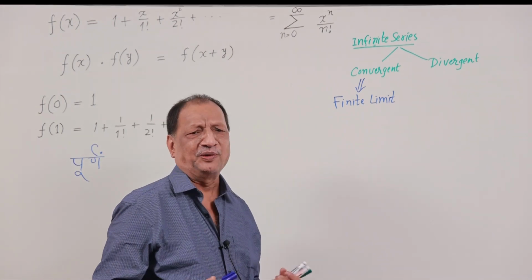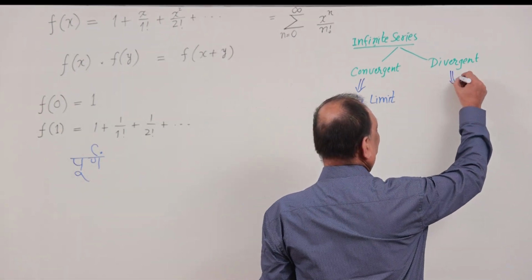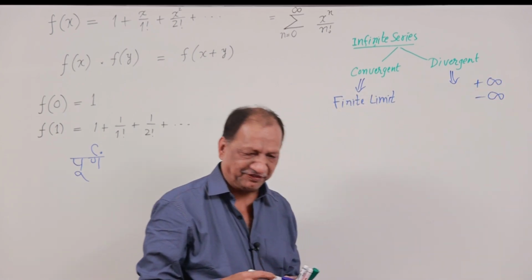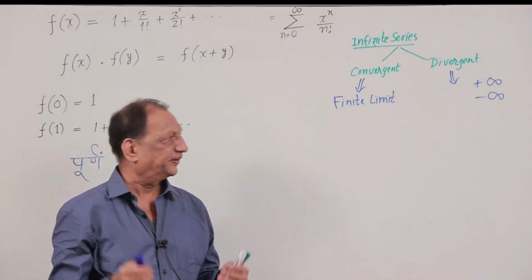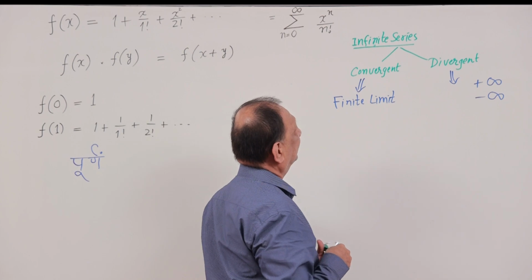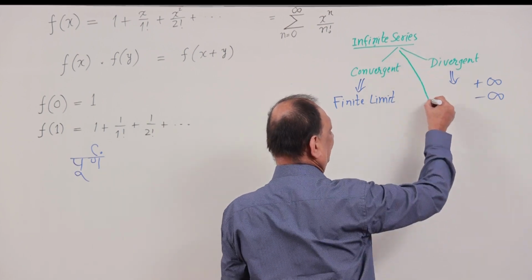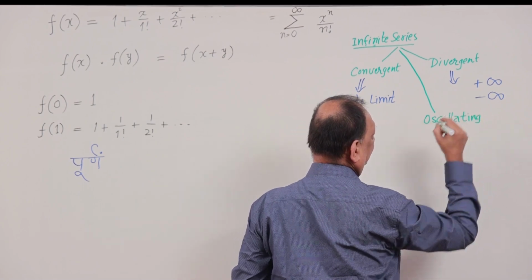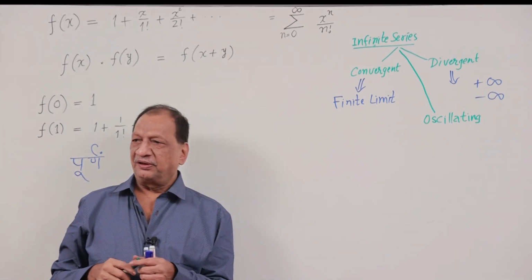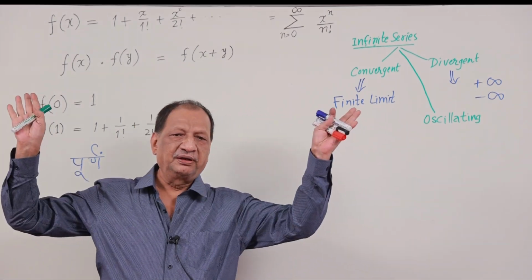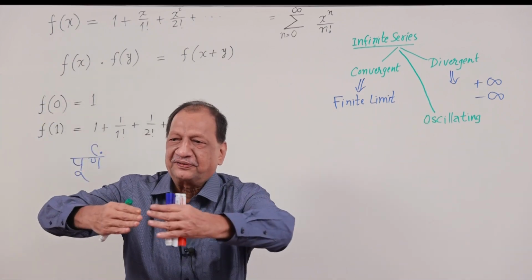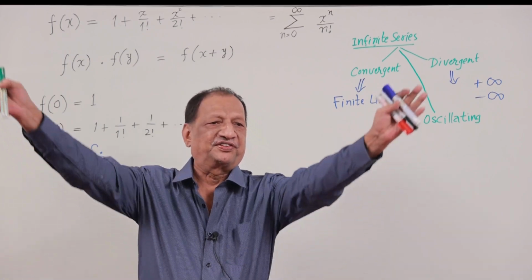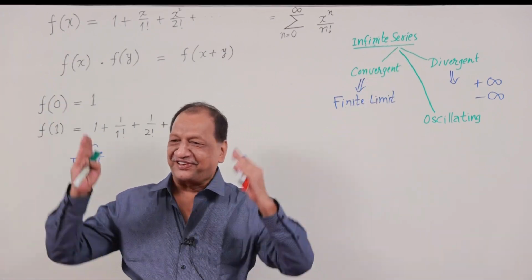Then divergent means obviously no limit. Divergent goes to either plus infinity or minus infinity. The two cases of divergence are plus infinity or minus infinity. In fact, there is a third type of behavior for an infinite series also, which is called oscillating. That means it doesn't go to infinity. It's not divergent. Divergent is like this. Convergent is like this. Convergent converges to a point. Divergent is going away from a point.